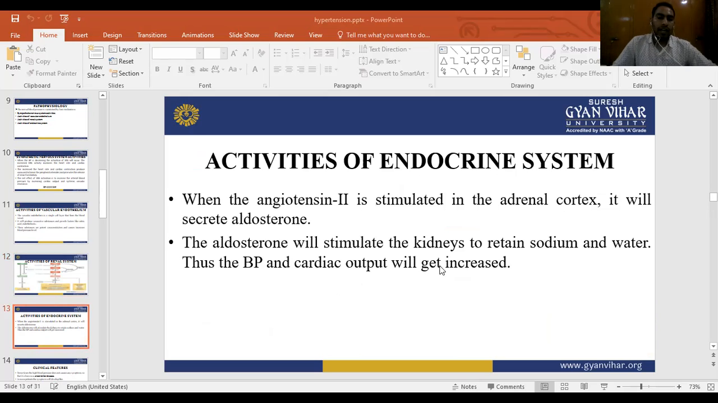Activities of endocrine system. When angiotensin first is stimulated in the adrenal cortex, it will secrete aldosterone. The aldosterone will stimulate the kidney to retain sodium and water. Thus, the blood pressure and cardiac output will get increased.